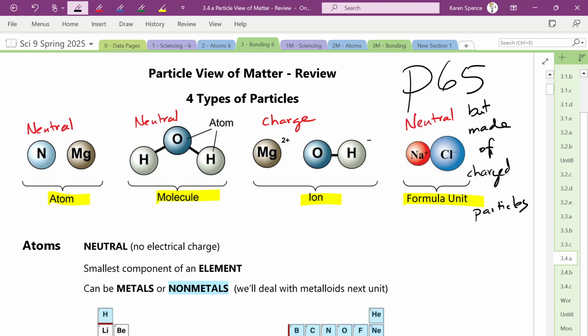Do we all know where the metals and nonmetals are on the periodic table? Yes? Who's the one who doesn't belong where it's supposed to be? Hydrogen. Hydrogen is a nonmetal, but it is on the left-hand side of the periodic table.